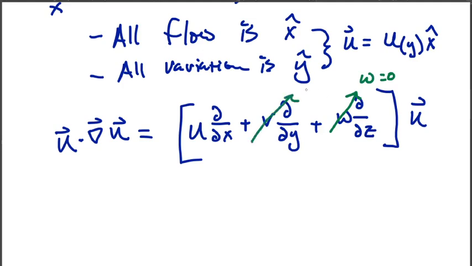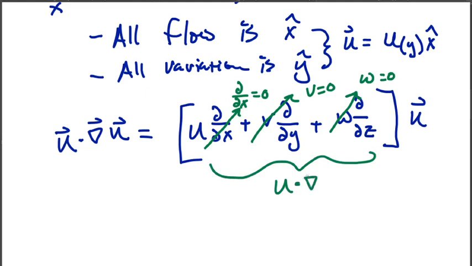W is actually in and out of the plane. V, this is our cross-channel flow. There's no V, so that term's 0. And we stipulated that there's no variation in the down-channel direction, that all the variation is cross-channel. So these are 0, and in fact, what this means is that u dotted with grad is 0. There's no alignment between the one place where we have gradients and the one place that we have flows.